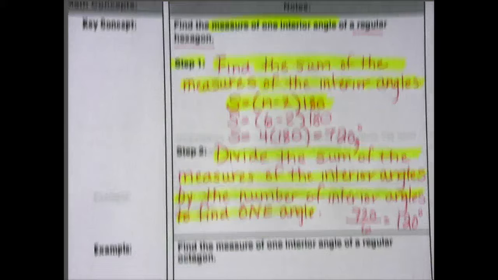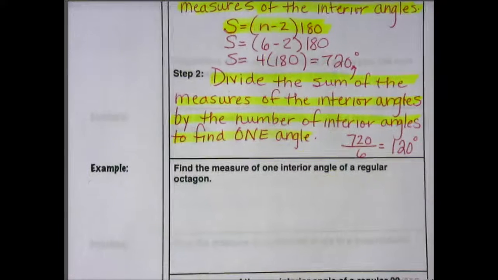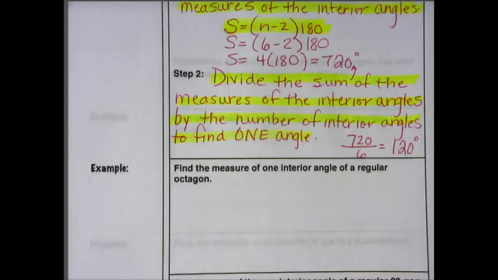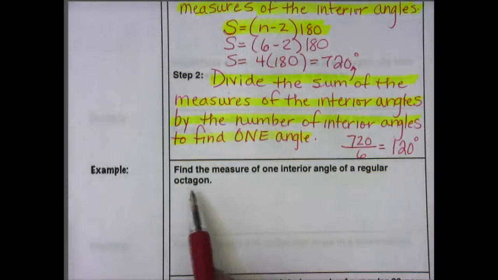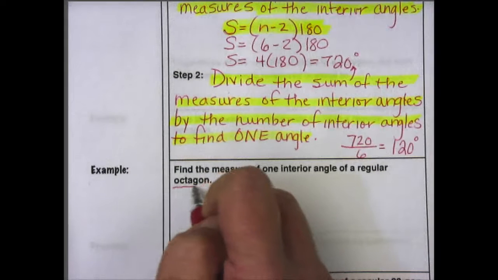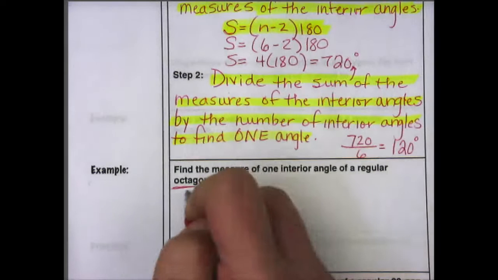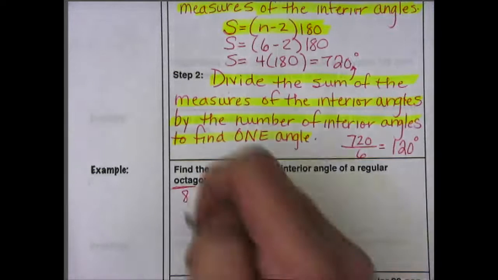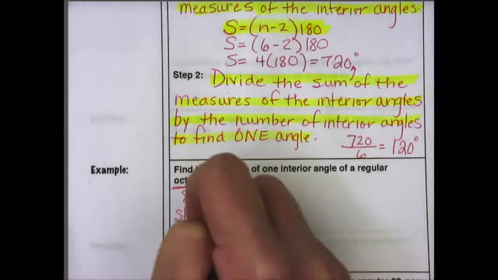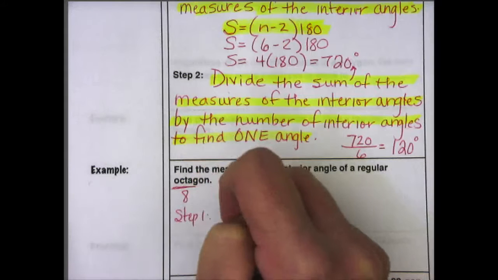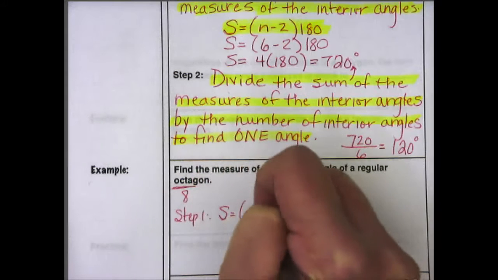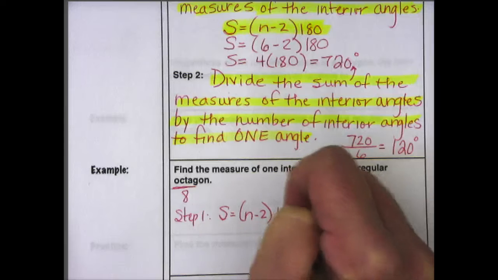Let's look at another example to see if it helps us. In this example, we're going to find the measure of one interior angle of a regular octagon. All right, so regular octagon, hopefully you decided in your last practice problem that octa means 8, so we have 8 sides. So step 1, we'll take S equals n minus 2 times 180.